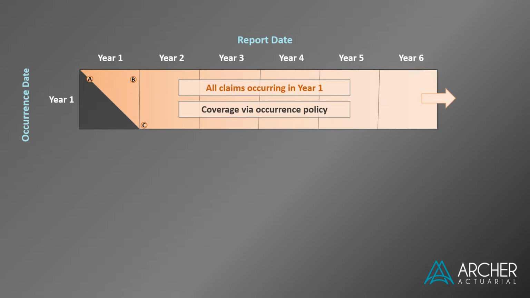You may have noticed the gray shaded triangle to the left. In this region, the reporting date is before the occurrence date, and it is therefore impossible to have claims located here. With that background information in mind, let's take a look at how claims-made coverage is represented using this model.